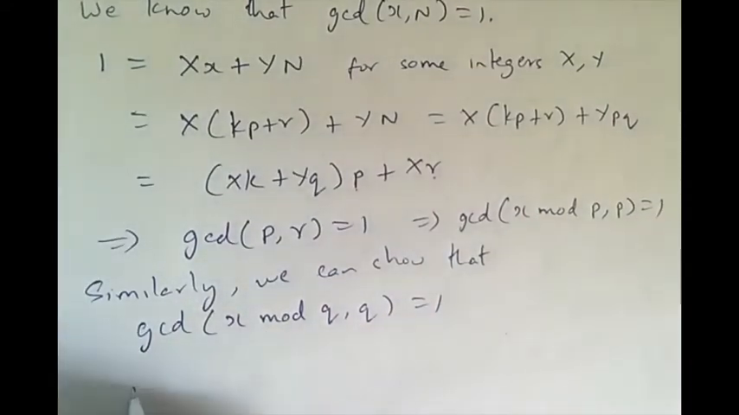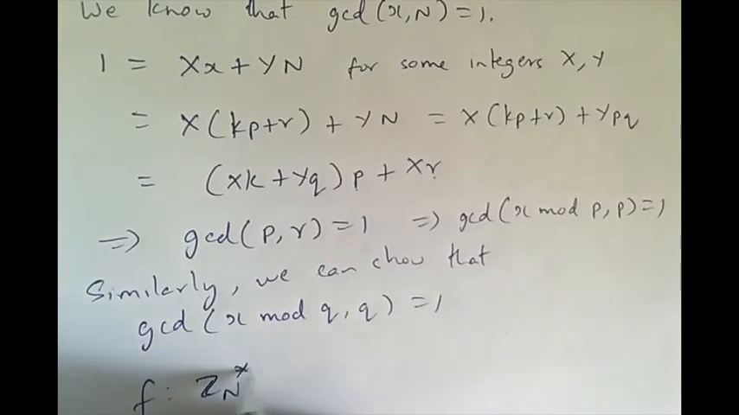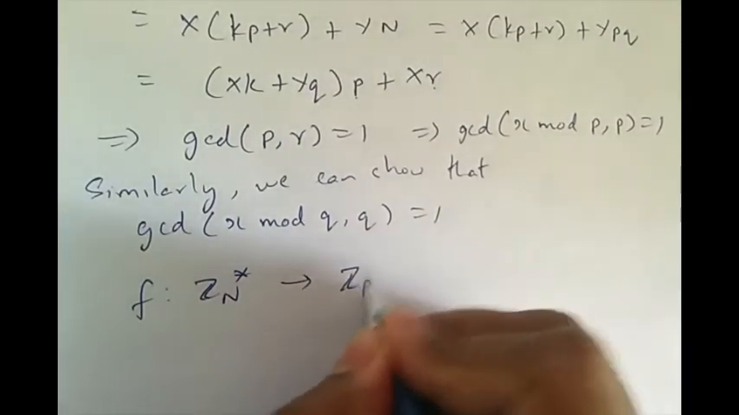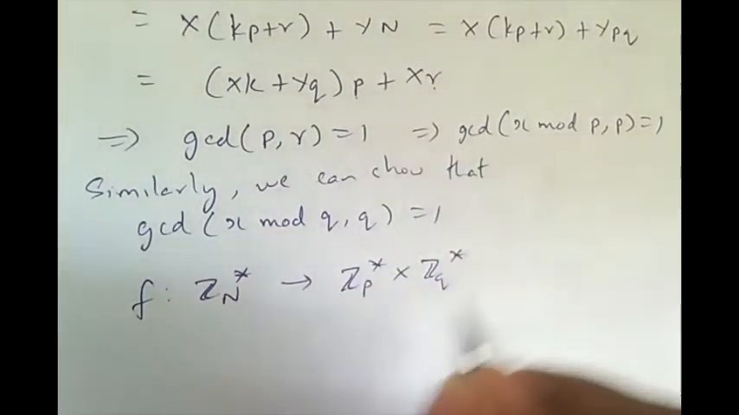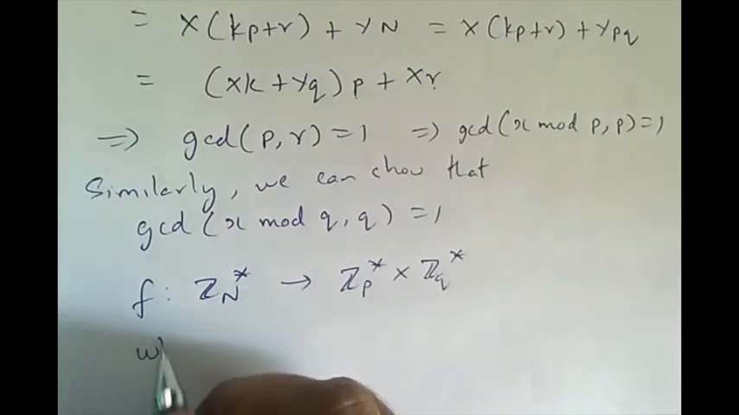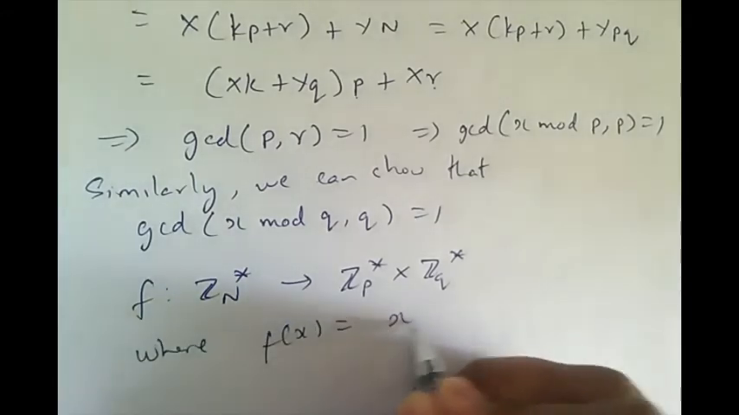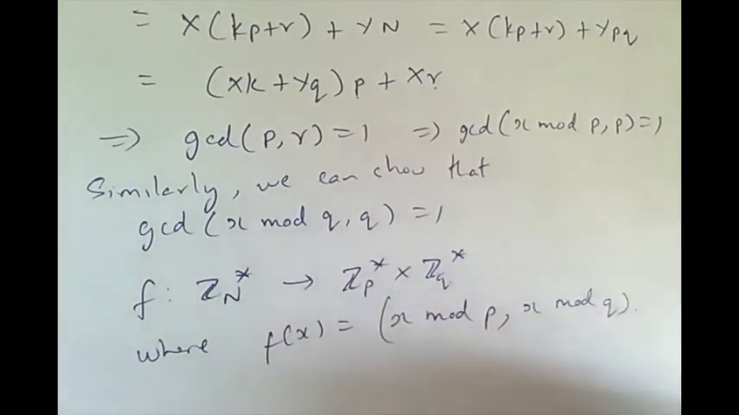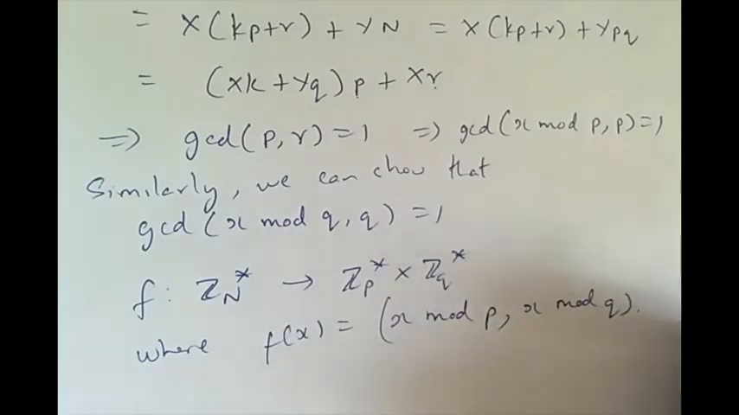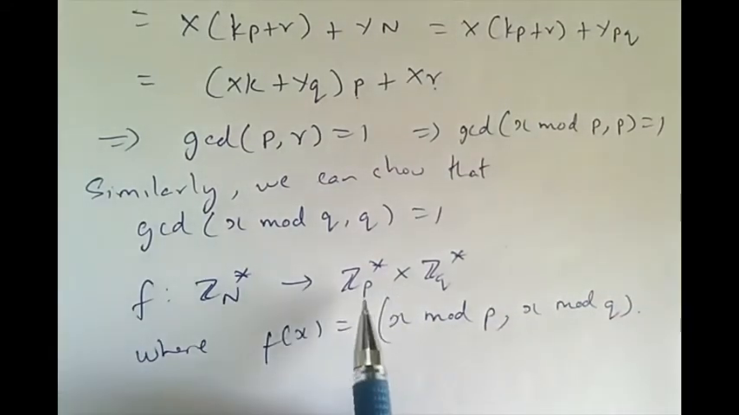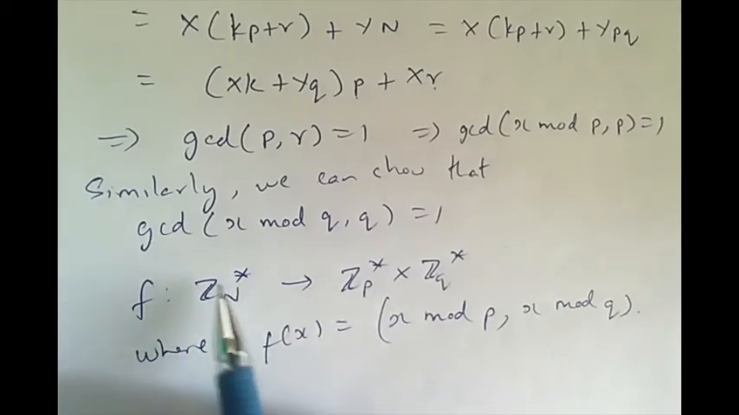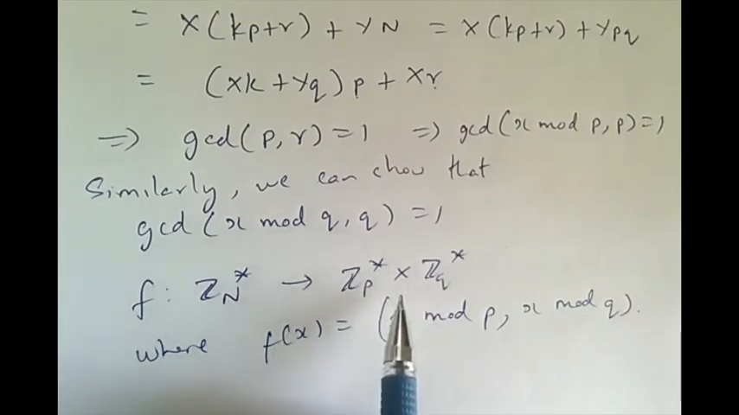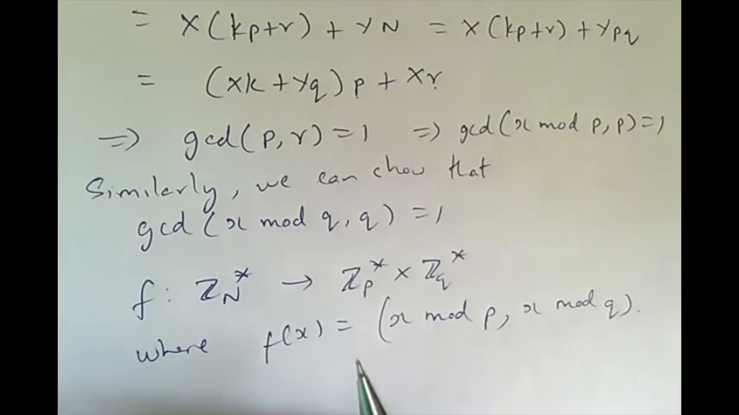So what we have shown is this mapping here, f from Zn star, has codomain Zp star times Zq star, where f of x is (x mod p, x mod q). So it's well defined. It's correct, because we have shown that if you take some arbitrary element in Zn star and you apply this function here, the result will actually lie in Zp star cross Zq star. It will not go out of it.